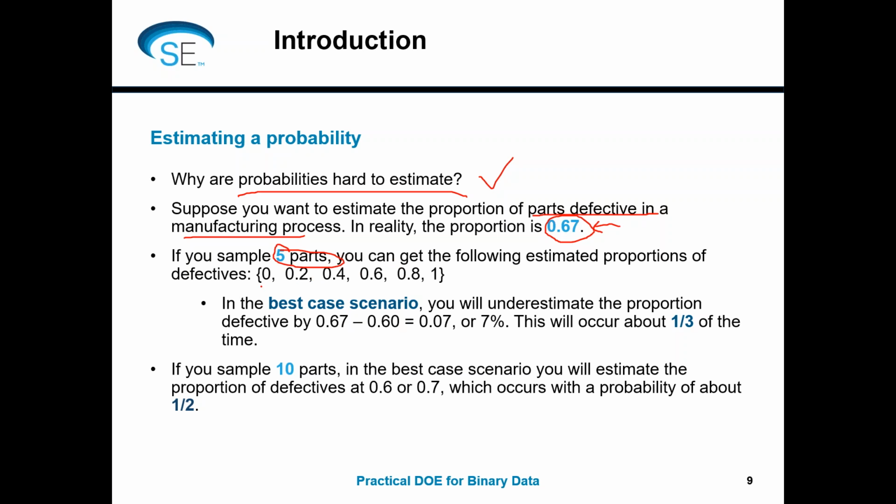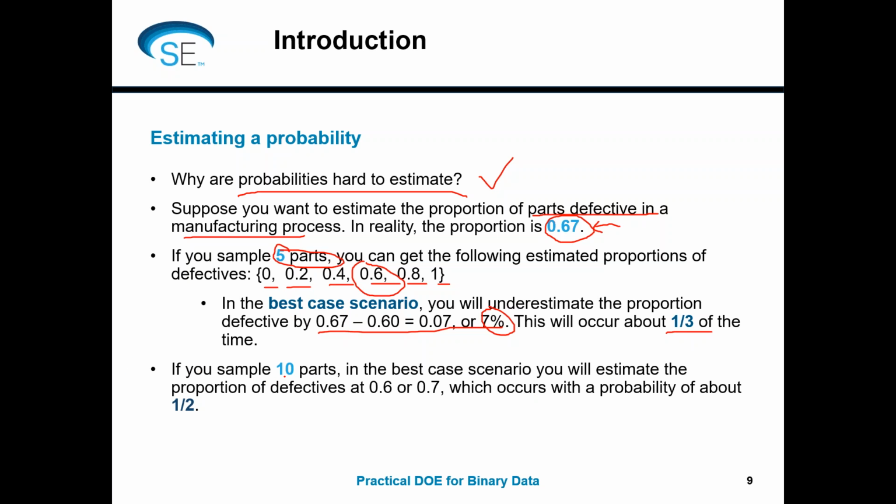If I sample 5 parts, I can get a total of 6 responses, basically 6 sample proportions: 0, 0.2, 0.4, 0.6, 0.8, and 1. The true probability is 0.67. It's mathematically impossible that I get that exactly right with only 5 parts. In the best case scenario, I could get 0.6, which underestimates the true proportion by about 7%. And I'm only going to do that well about a third of the time. The remaining two-thirds of the time, I'm going to do far worse.